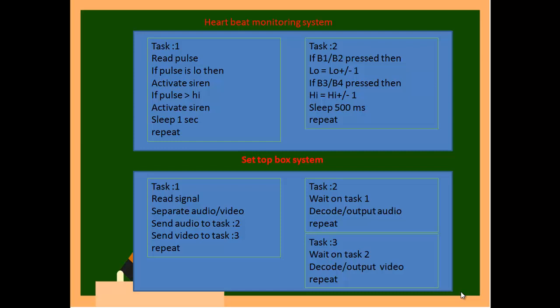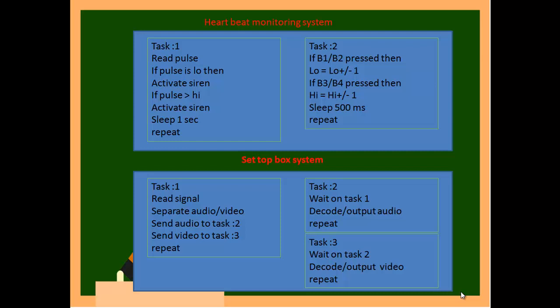One fellow has to repeatedly read the signal, separate the audio and video, send audio to audio task 2, send video to video task 2, repeat. In task 2, wait for task 1, decode the output audio, because it will come in an encrypted way. Otherwise, there would be no need for a set-top box itself; I could directly receive whatever signal I want. So everything is encoded, and you have to decode it. So this is about the concurrent model.